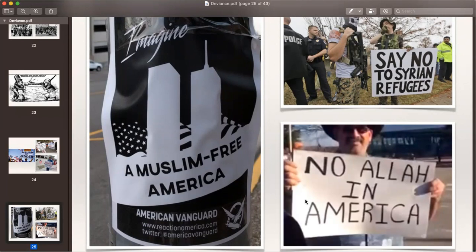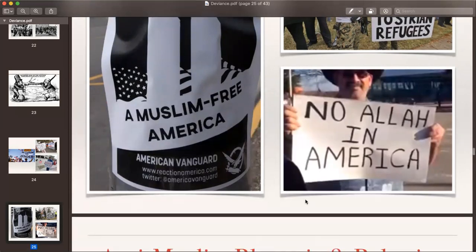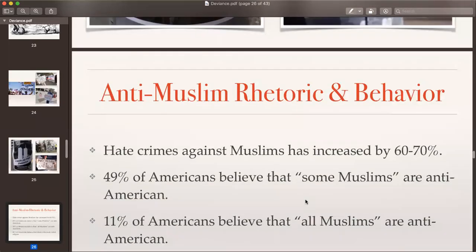Well, Allah is God. So no God in America? I mean, think about how stupid this is. Allah is just another way of saying God. And this person says no God in America, yet they want a Christian God to be followed. I want you to think about this level of deafening ignorance.